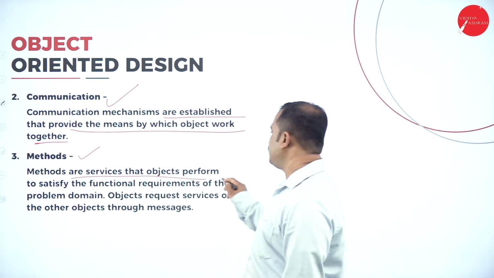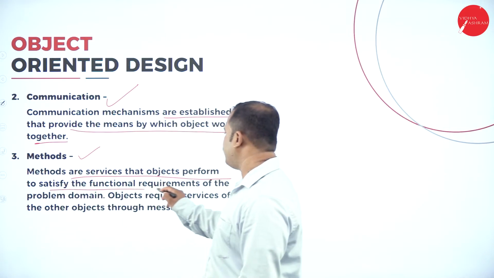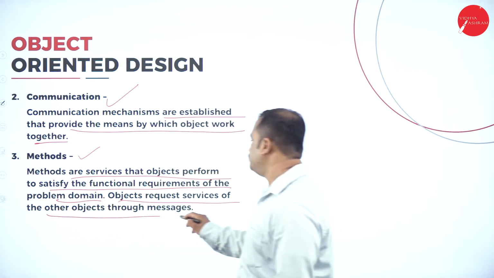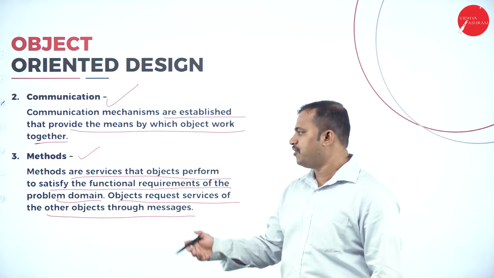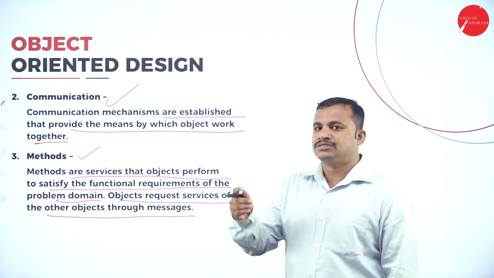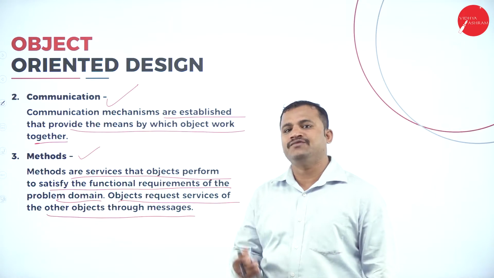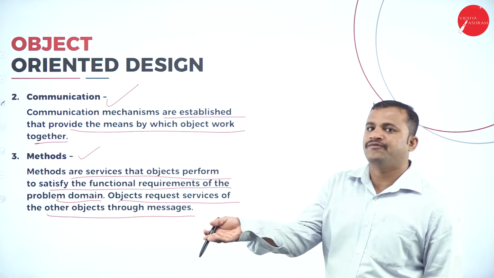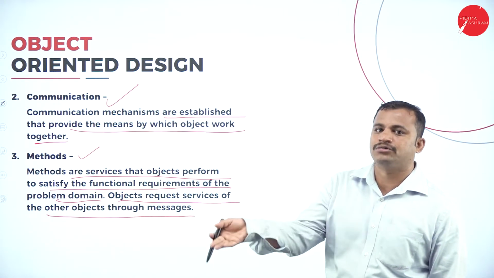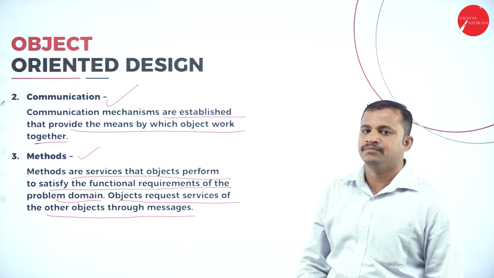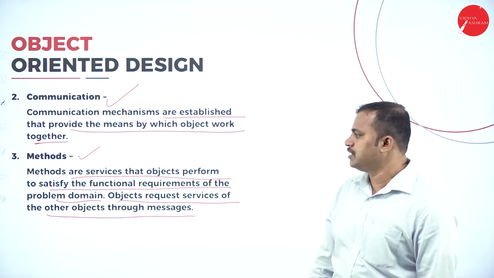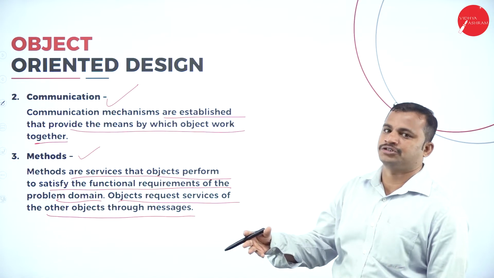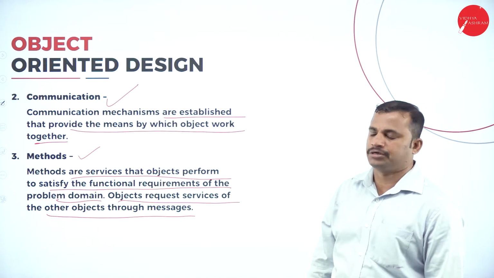That means methods are services that objects perform to satisfy the functional requirements of the problem domain. Objects request services of other objects through messages, so the communication is in the form of messages. When a method sends a returned value to the main function, there is a communication. Similarly, if the main function sends values from the actual argument to the formal argument, that is again a communication. So it is done in the form of messages. There is communication from one method to another method, from the main function to another function. That is called method communication.